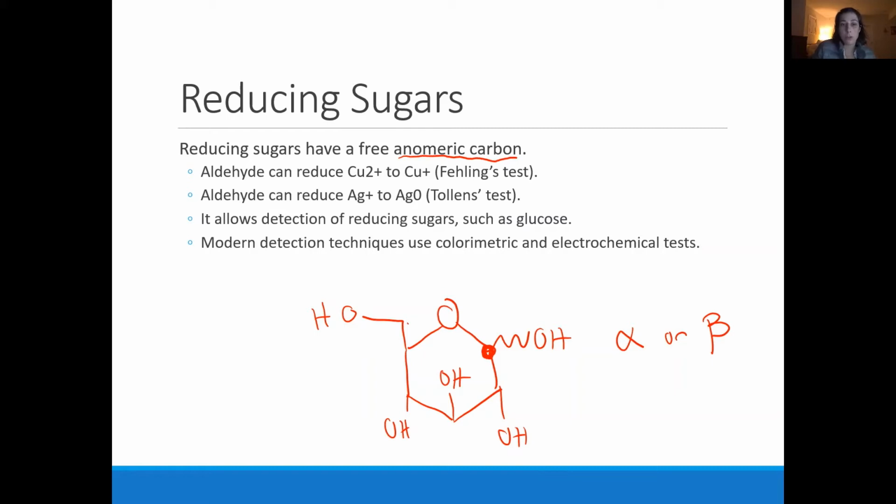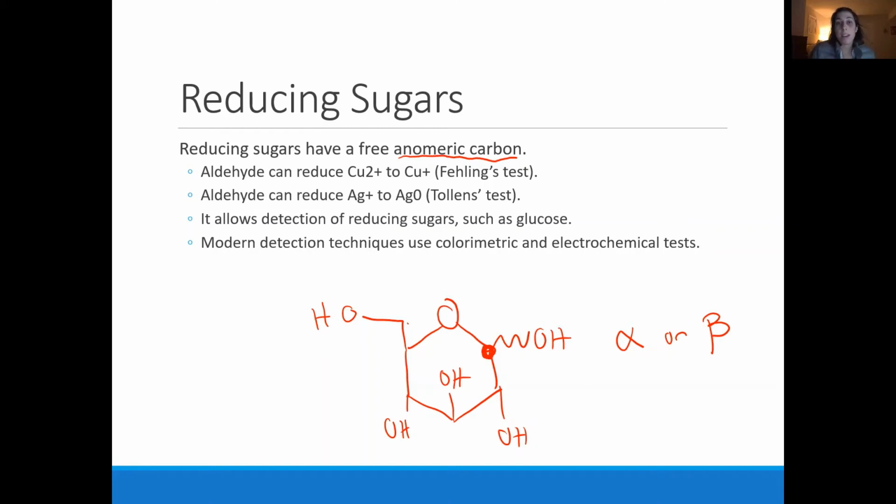So the part of a sugar or any section of a sugar that has a free anomeric carbon is classified as a reducing sugar. This is important because some sugars, when they start to bind and make complex forms, become non-reducing. They do not have this free spot for binding. And we can detect if sugars do or do not have an open anomeric carbon, or if they are a reducing sugar.